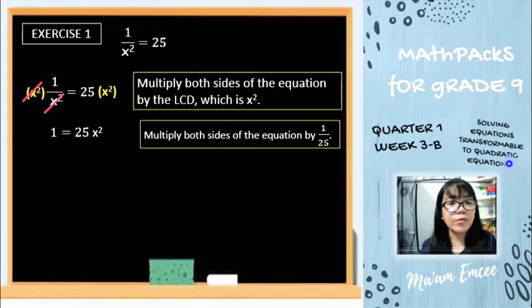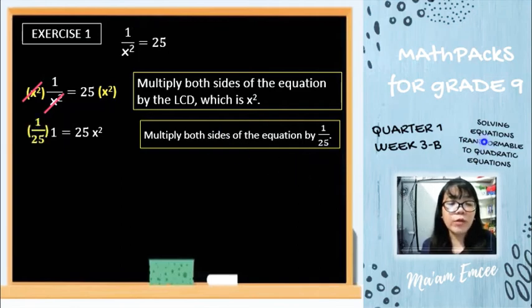Next thing that we need to do is to multiply both sides of the equation by 1 over 25. Why 1 over 25? We are just looking for the value of x, so we need to get rid of this 25 here first. First is 25, then later we will be getting rid of this exponent 2. To get rid of this 25, we can divide both sides of the equation by 25, or we can simply multiply both sides of the equation by 1 over 25.